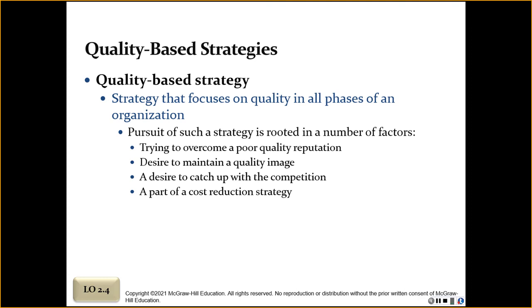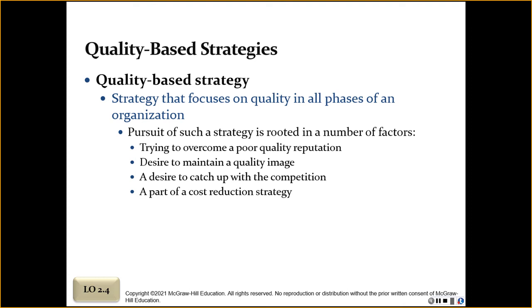That focuses on quality in all phases of the organization. So many companies have made a name for themselves because of the perceived quality of their products and services. Example, Amazon, Microsoft, Apple, Walmart, Target. Quality is created at the source, the process involved in producing the product or service.